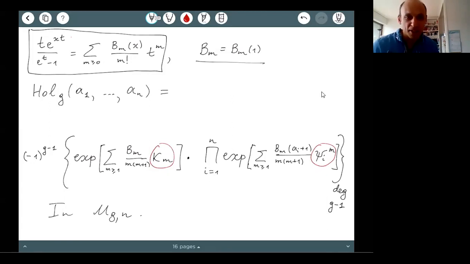Two more remarks, sorry. So first of all, this thing that I wrote here is a mixed degree class. As you see, there are kappa classes of all degrees and psi classes of all degrees. You sum for i from 1 to m. You sum for all m's greater than or equal to 1. So you get a mixed degree class. And then you extract the degree g minus 1 part to get the holomorphic locus.